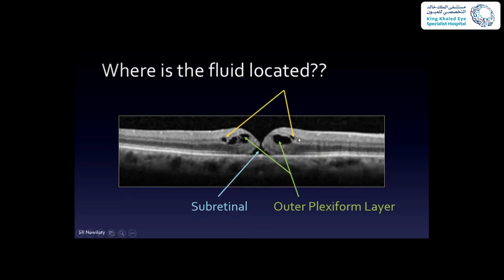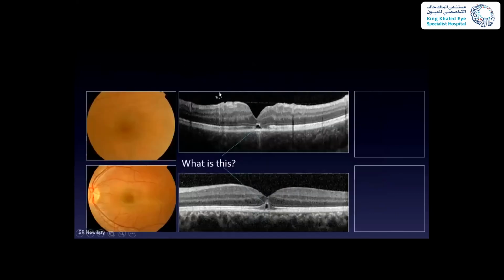Follow this line. Follow the structure, the inner nuclear layer. Absolutely, it is in the inner nuclear layer. So fluid can go from the outer plexiform towards the inner nuclear, but also towards the subretinal fluid, okay? Subretinal area. So inner nuclear layer. Very nice.